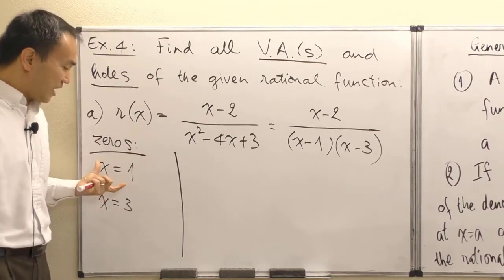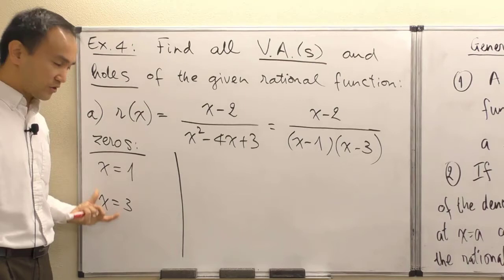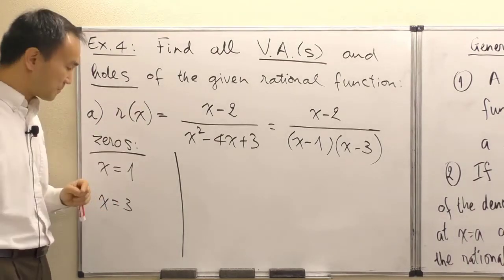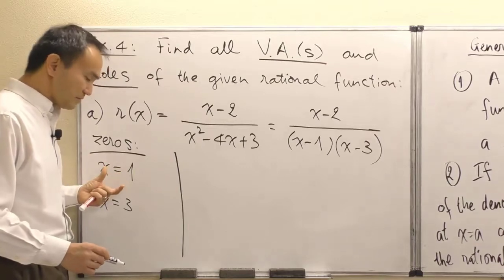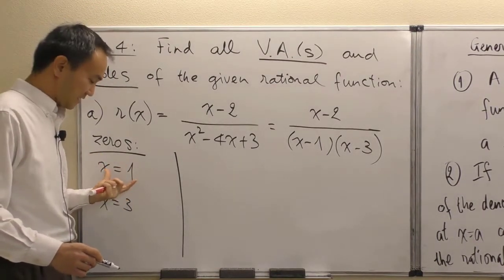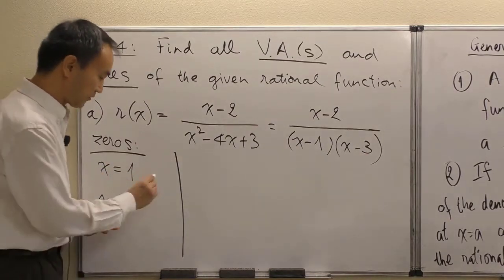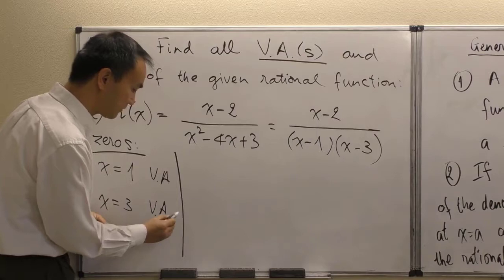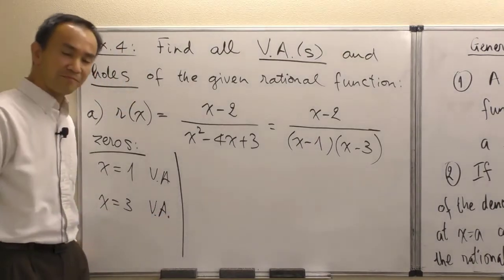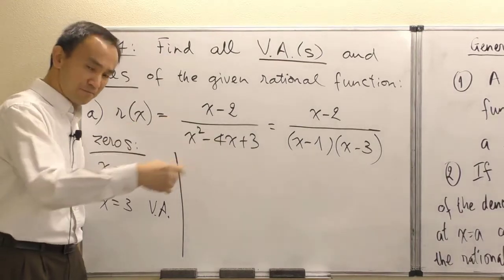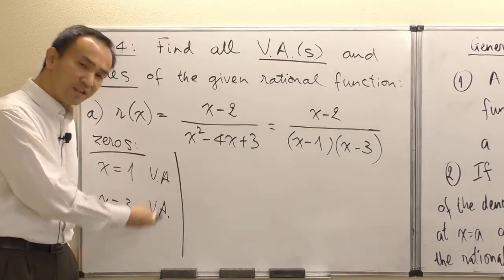Okay, so now having these zeros of the denominator listed right here, the next step is we are going to pretend that any of these is a VA. So for now, let's pretend that any of these is a VA, or tentatively any of these is a VA. For now, any of these is a VA. So the next step, so really finding VAs, technically we're done right here.